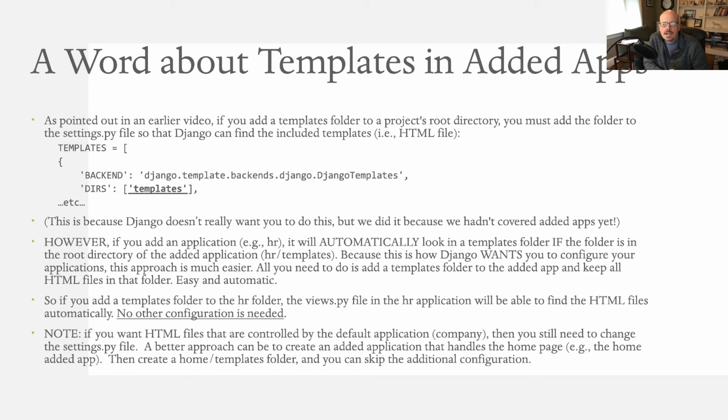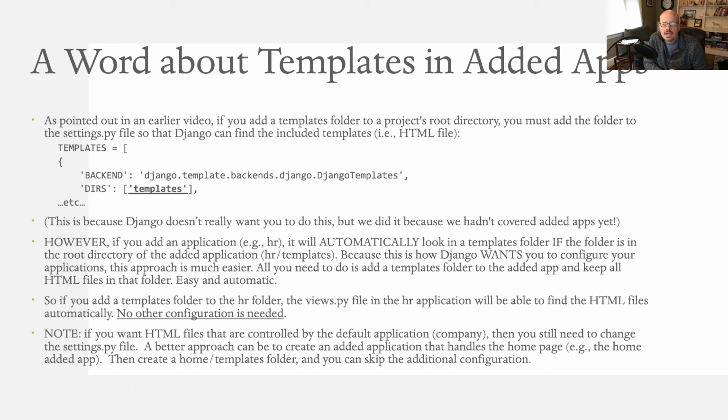So if you use added applications like HR or the product one that I've been talking about, it's a lot simpler, because Django is configured to look inside added applications for the templates automatically. The only thing you have to do, if you have an added application like HR, is to add a folder called templates in that folder, and it will automatically find the HTML files. There's nothing else you have to do. So it's a lot easier if you use added applications in Django.